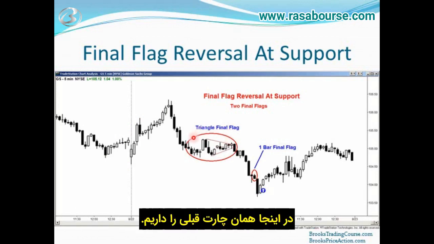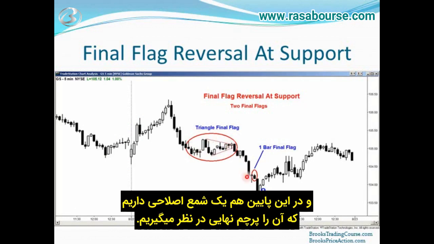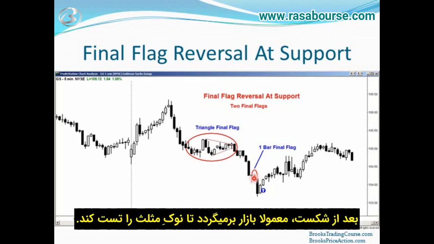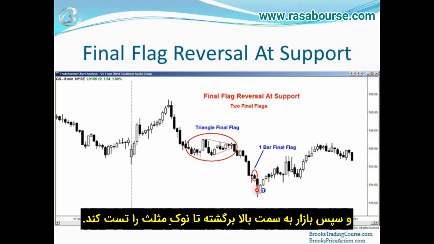So here's that same chart, horizontal trading range. There's a triangle within it and a potential 1 bar final flag as well. So this could be the final flag, and this as well could be the final flag. Markets often come back to test around the apex of a triangle after a breakout. So here we have a bear breakout, and the market came back to test around the apex of the triangle.